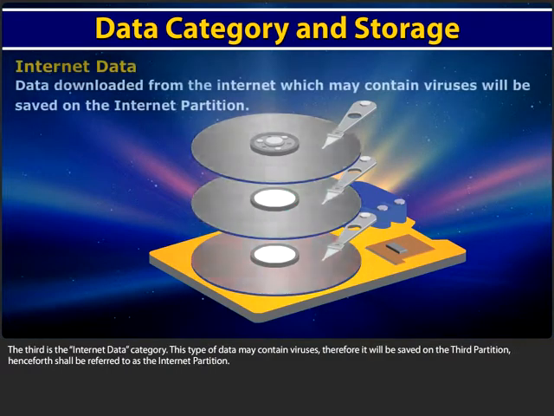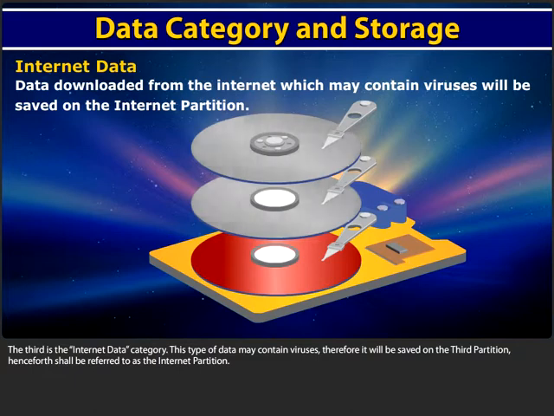The third is the internet data category. This type of data may contain viruses, therefore it will be saved on the third partition, henceforth referred to as the internet partition, shown here in red.